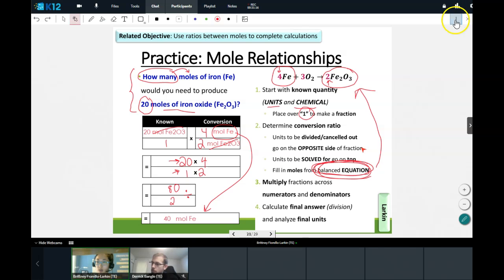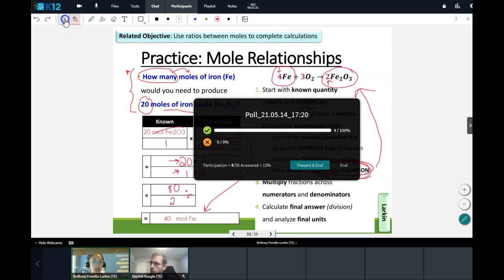Go ahead and give me a green check, orange X if this is beginning to make sense, if I can find my polling tools. Again, I know it's a lot. That's why we practice. This is the only way to get better at stoichiometry, is just to practice it.